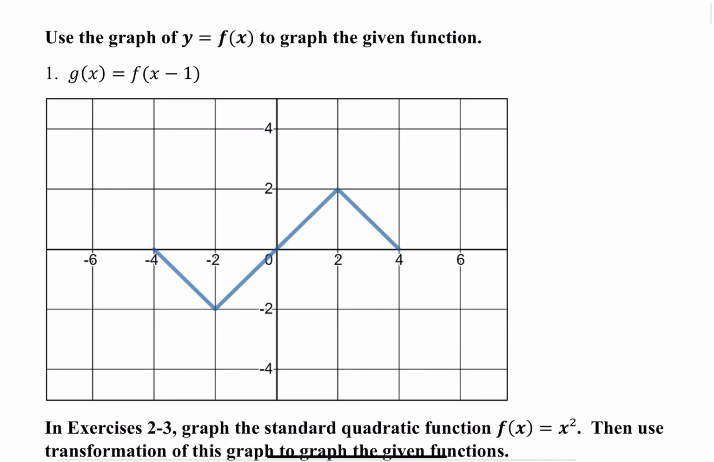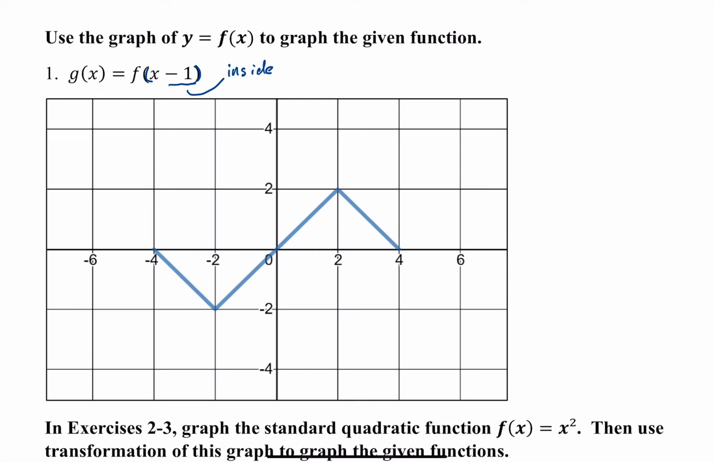All right, the first one, we're asked to use the graph of the given function to find the transformed function g of x and graph that. So again, here's f of x as a function. It passes the vertical line test. And g of x is going to be equal to f of x minus 1. So this minus 1 right here, this is inside the actual function. It's inside the parentheses that defines the input of f.